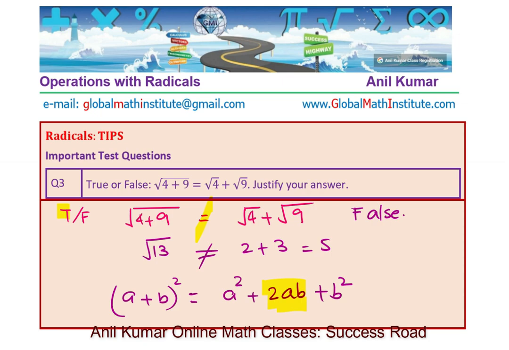You get the idea. So if I square both sides, I'll have 2 times square root 4 times square root 9, which is 2 times 2 times 3, which is 12. So the relation will be that they are not equal, right? Perfect.